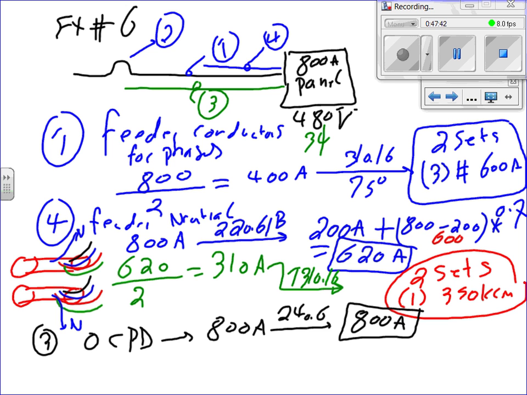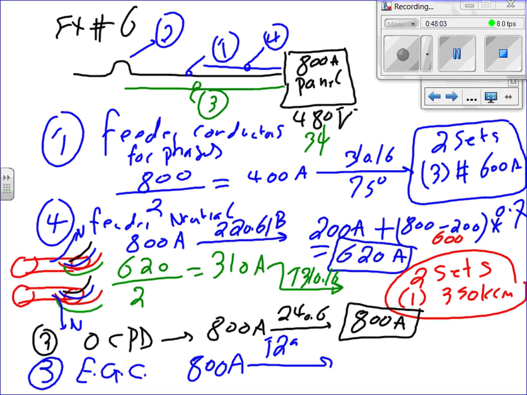Okay, so the last thing, number 3, is the equipment grounding conductor. Equipment grounding conductor is sized based on the overcurrent protection device. I know it's an 800 amp because I've just sized it. You're going to take it to table 250.122, and that will get you the size. Yeah, but we need the amount.